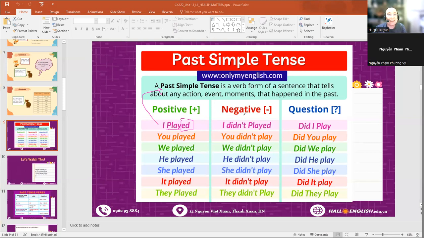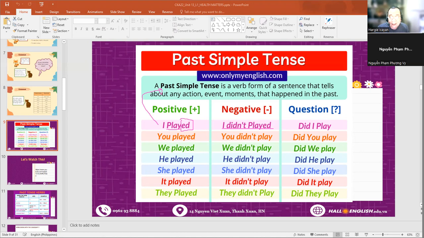Now, for the positive statement, we can say, I played. How are we going to make the negative statement for that? So we have to say, I didn't played, right? V? So how are we going to do that? Okay, so go to the Skype now. I'm going to make a sentence. For example, I played basketball last week. Okay, look at that. I played basketball last week.